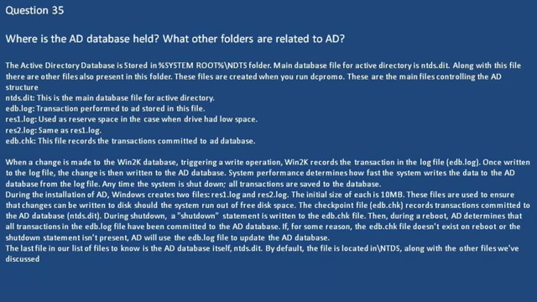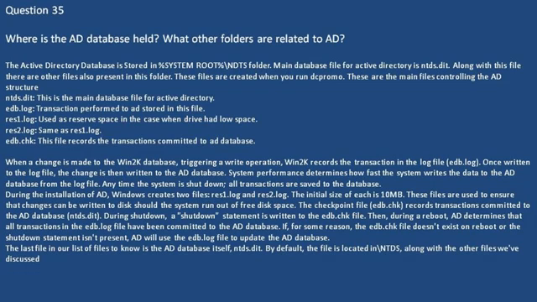System performance determines how fast the system writes the data to the AD database from the log file. Anytime the system is shut down, all transactions are saved to the database. During the installation of AD, Windows creates two files, res1.log and res2.log. The initial size of each is 10 megabytes. These files are used to ensure that changes can be written to disk should the system run out of free disk space. The checkpoint file, add.chk, records transactions committed to the AD database.